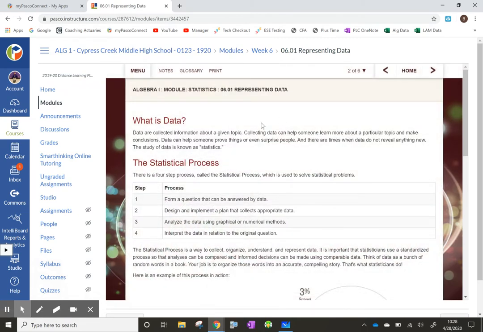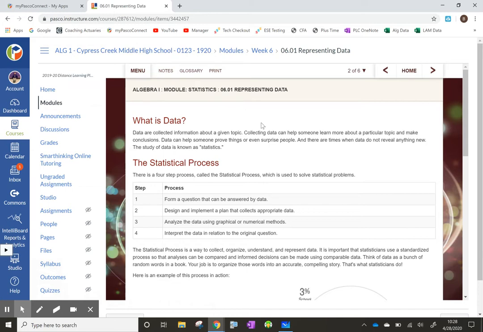So the statistical process is basically a science brought to math. In science, you would probably do experiments where you plan the experiment, you conduct the experiment, and then you look at the results and analyze them. What do the results mean? What happened in the experiment? What is the conclusion? Statistics is just like that, but with math.